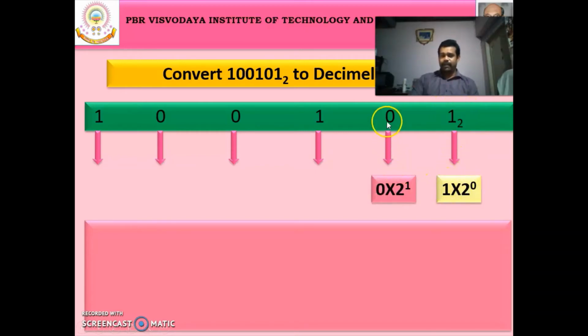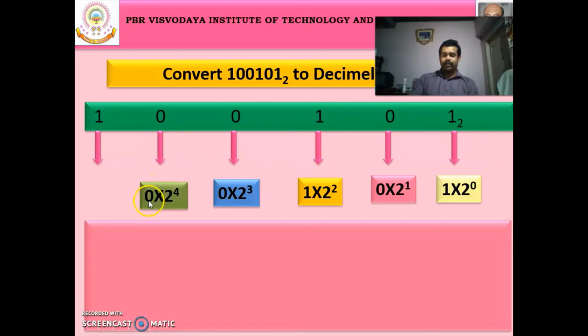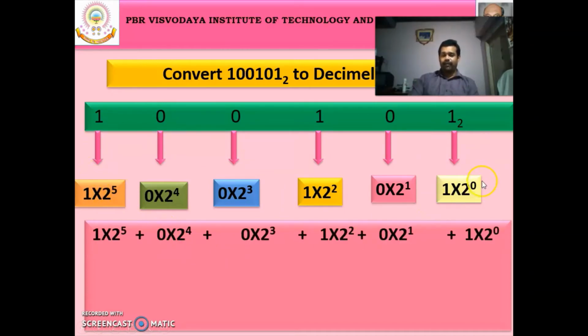Then we are multiplying the 0 with 2 to the power 1. Then we are going to multiply this 1 with 2 to the power 2. Then the 0 with 2 to the power 3. Then the 0 with 2 to the power 4. Then this 1 we are multiplying with 2 to the power 5. After that, we are adding all these values.